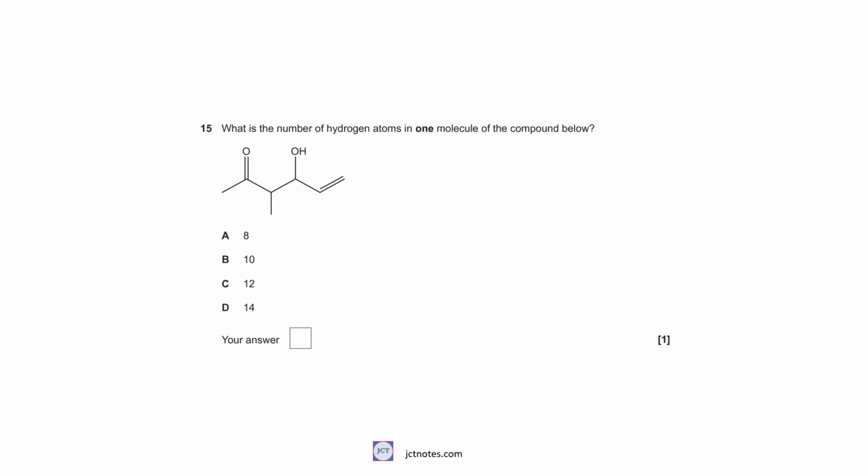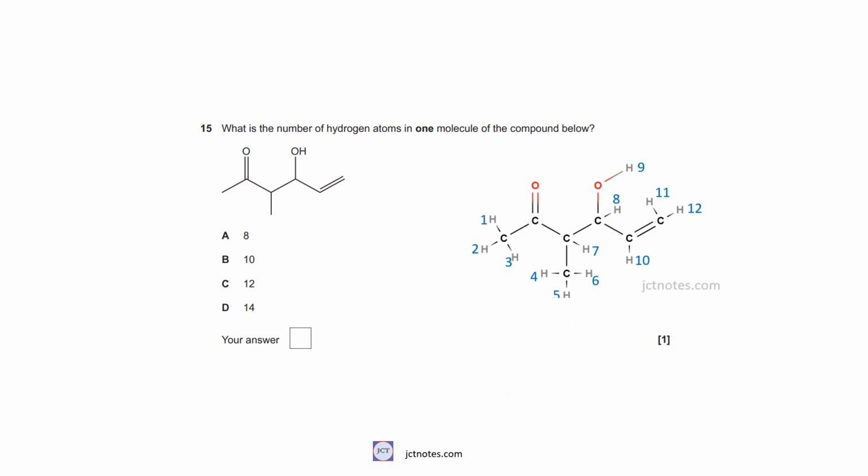In question 15, we are asked what is the number of hydrogen atoms in a given molecule. Writing the molecule with all the bonds and counting hydrogen atoms, we find that these are 12 and the answer is C.